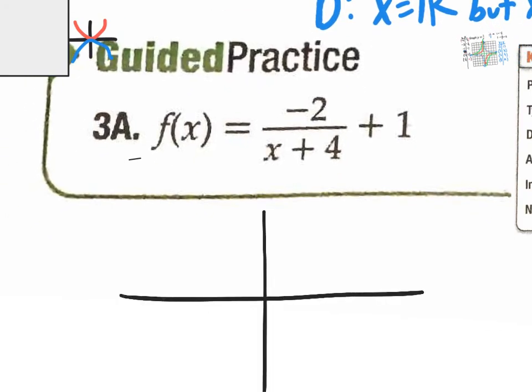So easy. Identify your asymptotes. Well, your vertical asymptote will be at the x value of -4. Here's your vertical asymptote. And your horizontal asymptote will be at the y value of 1.